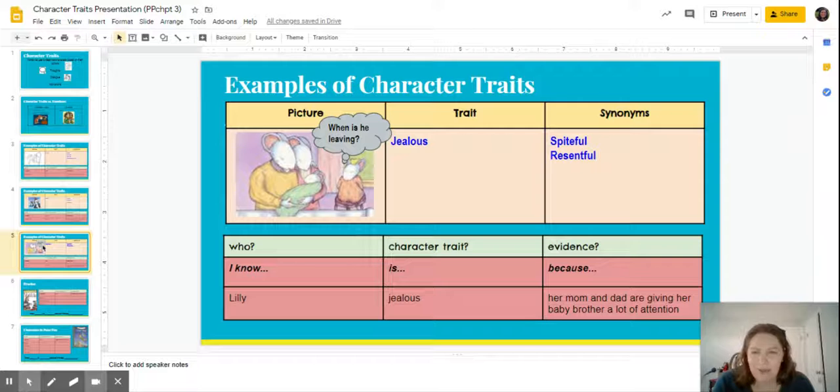Let's take a look at this next image. This next image is from a story called Julius Baby of the World. And if you've ever listened to it or read it before, this character Lily gets a baby brother, Julius. And in this image, you see a thought bubble. She's thinking, when is he leaving? Now, I would describe her as jealous. Her parents are giving a lot of attention to her new baby brother, and she wants him to leave. So I think that she's feeling jealous. She wants something that somebody else has.